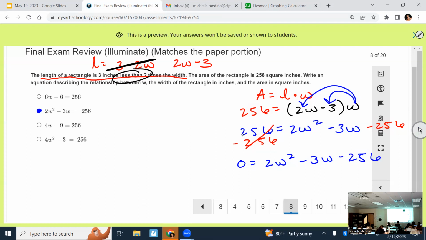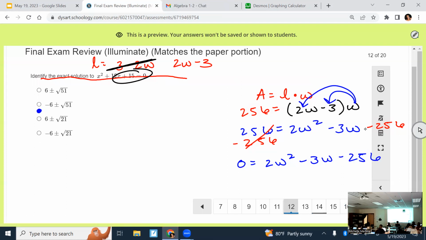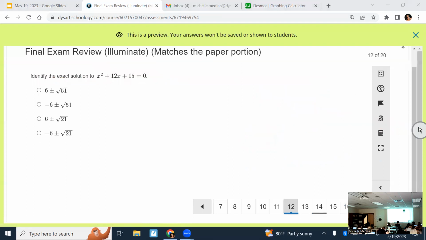Number 12. Identify the exact solution to x squared plus 12x plus 15 equals 0. We have learned a bunch of different methods to solve quadratics. That's what this is because of the x squared. What method would you use if my answer options look like this? So the question was, of all the methods we've learned, there was factoring, graphing, quadratic formula. So when my answer options look like this, the best option to use might be.